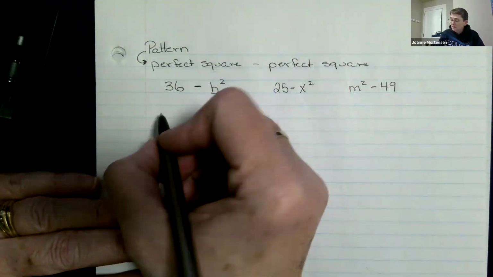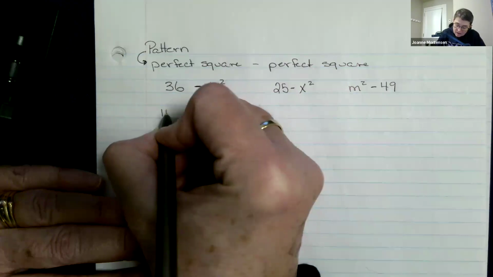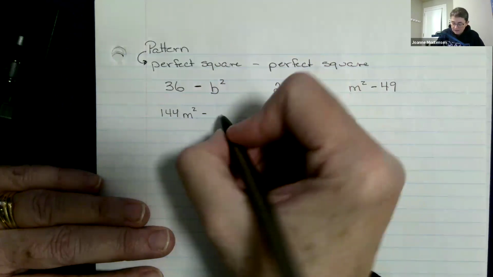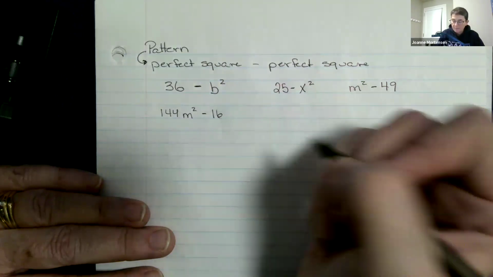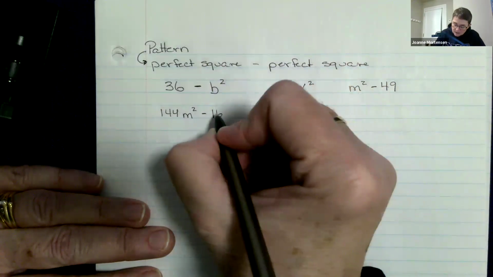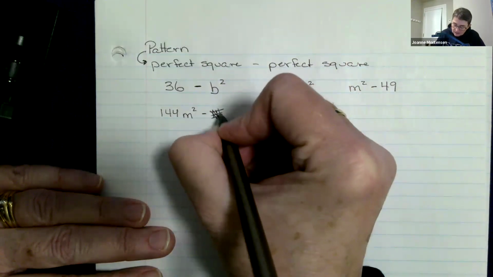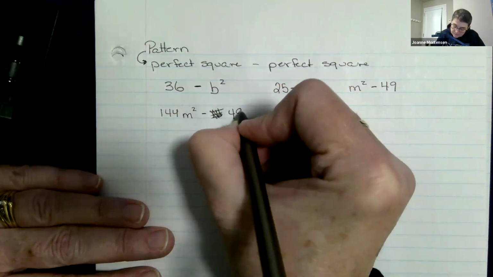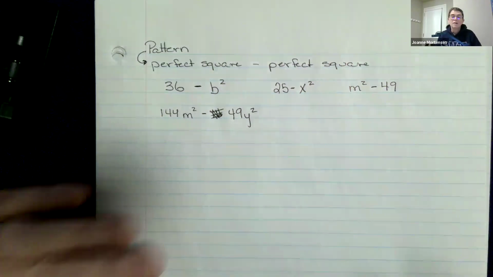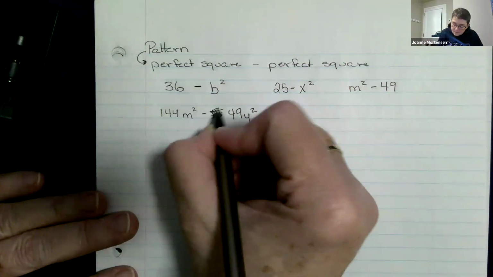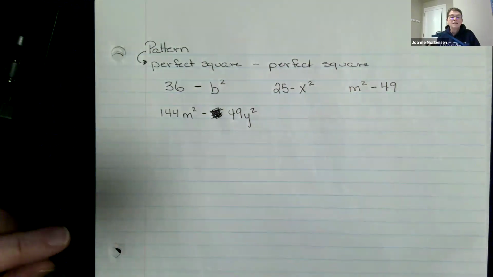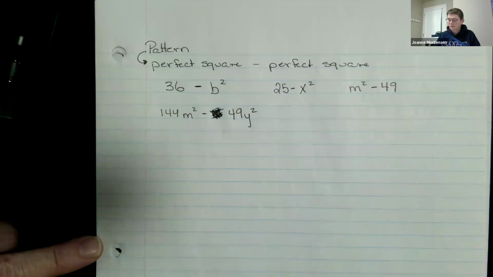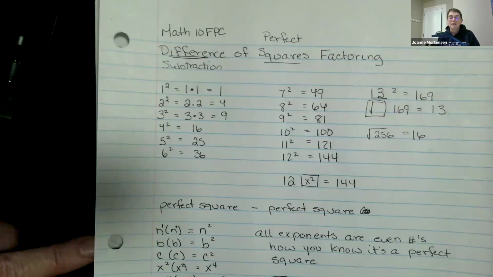We can make it more fun and go like 144 m squared minus 16. Wait a minute, that's a bad question. We'll talk about that later. 49 y squared. So I can get more complicated. It doesn't matter, but 144 and 49 are both on my list, right?